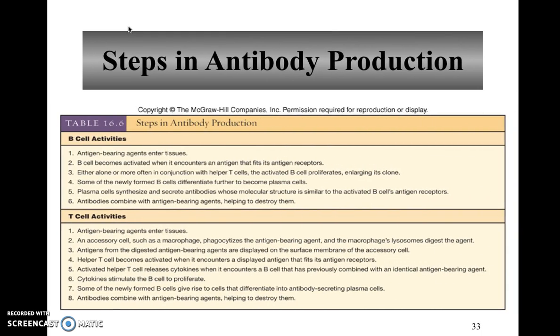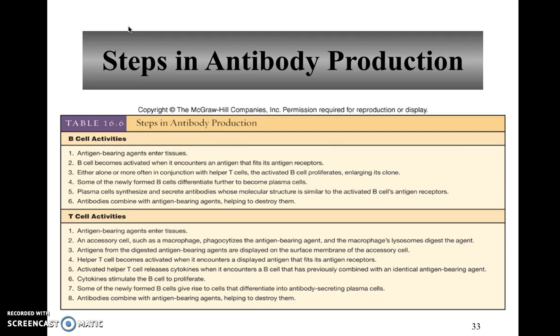So let's talk about the steps in antibody production. How do the B cells produce antibodies? T cells and B cells don't work independent of one another. As you can see in the table here, which is table 16.6 in our textbook, the first step is the antigen-bearing agent, the pathogen, enters the tissue.